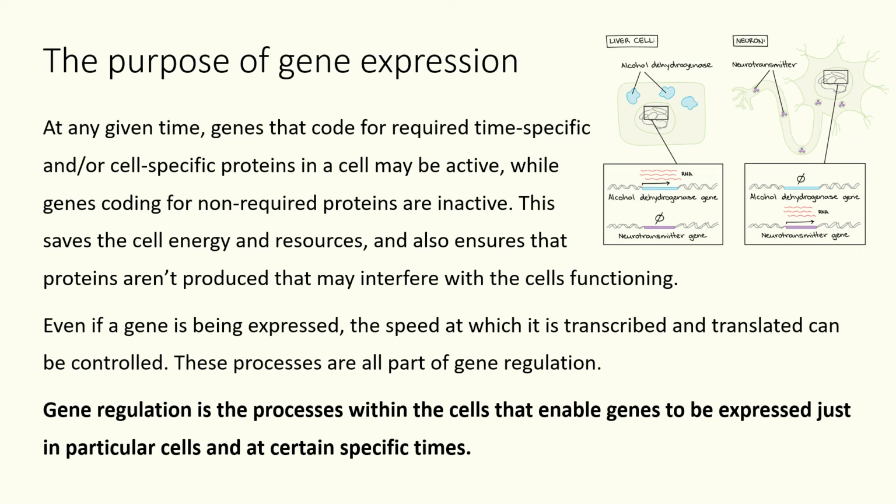A great example here is that if you've got a liver cell, it doesn't need to know how to make neurotransmitter proteins because those only have a function inside of the brain. Similarly, a nerve cell does not need to know how to make alcohol dehydrogenase because it's not its purpose to break down alcohol. So certain cells will only need to perform certain functions.